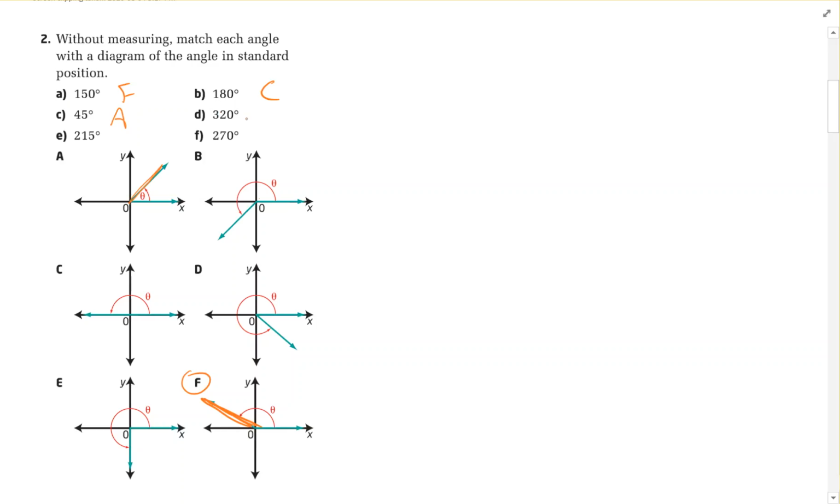D, well, 360 would be all the way around. It's not quite there, so I'd say 320, that would probably be D. And then 215, well, 270 would be straight down, so it's got to be less than that, so I'm thinking it's got to be B. F, 270, well, 270 is straight down like this, so that'd be E. So that one there.